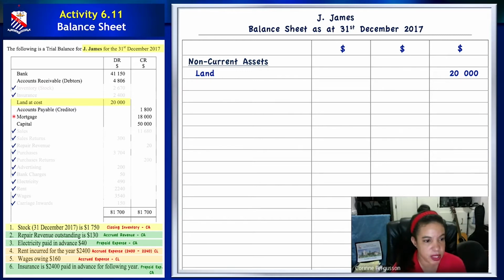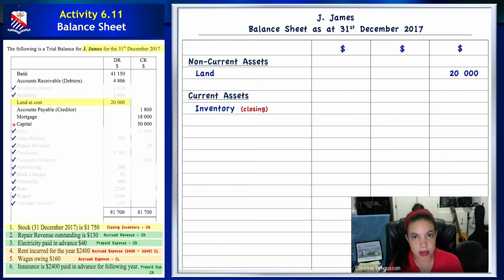If you look, you would see that there are no other non-current assets. So we just move on. And the next thing, we go to our current assets. And the current assets, there is an order. You always start with your inventory, and it is your closing inventory, not your opening. It is always your closing inventory.